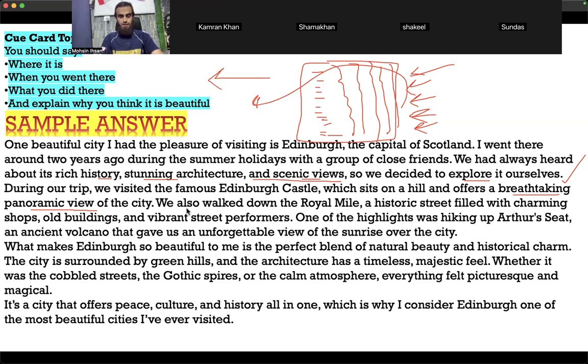Now next is, we also walked down the Royal Mile, a historic street filled with charming shops, old buildings. So you can say historical buildings, charming shops. So next, adjectives for any place: you can use the word charming as well. Now charming, old, you can say ancient, right? And vibrant street performers.